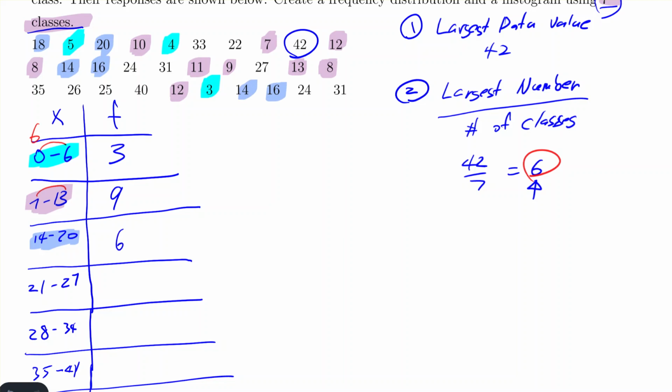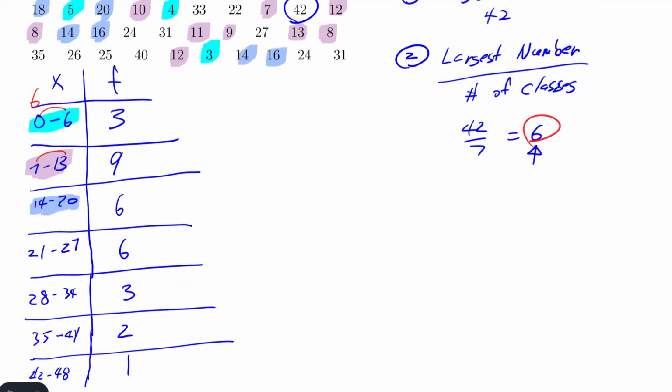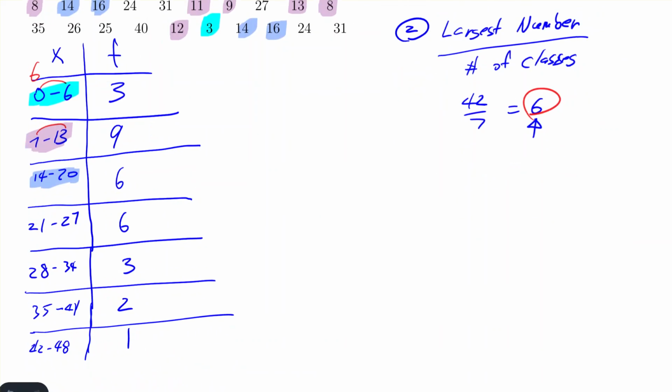Repeat this for all the rest of the classes. I'm going to do that because this is just a counting process. You're welcome to recheck it yourself. So this is a frequency table for this data set using 7 classes. We decided to have 7 different classes, and each class has the same width. Okay, so let's draw a histogram using this information. Let me come down here.